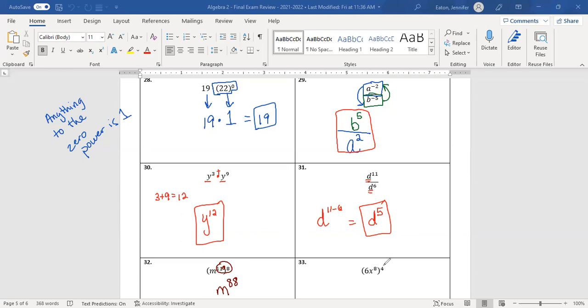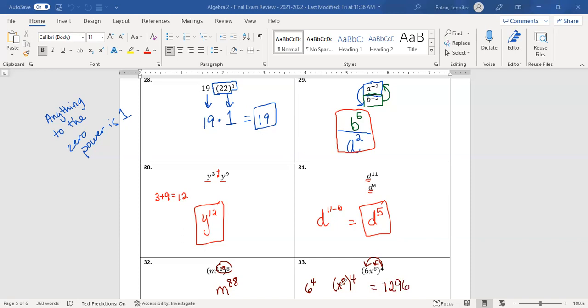For number 33, we have 6x to the 8th to the 4th. Now remember, when we have more than one piece inside of parentheses with the exponent outside the parentheses, that exponent has to go to both the number and whatever variables that we have here. So that makes it a 6 to the 4th and an x to the 8th to the 4th. So let's do our 6 to the 4th. Remember, the exponent tells us how many times we multiply a base by itself. So we're doing 6 times 6 times 6 times 6.